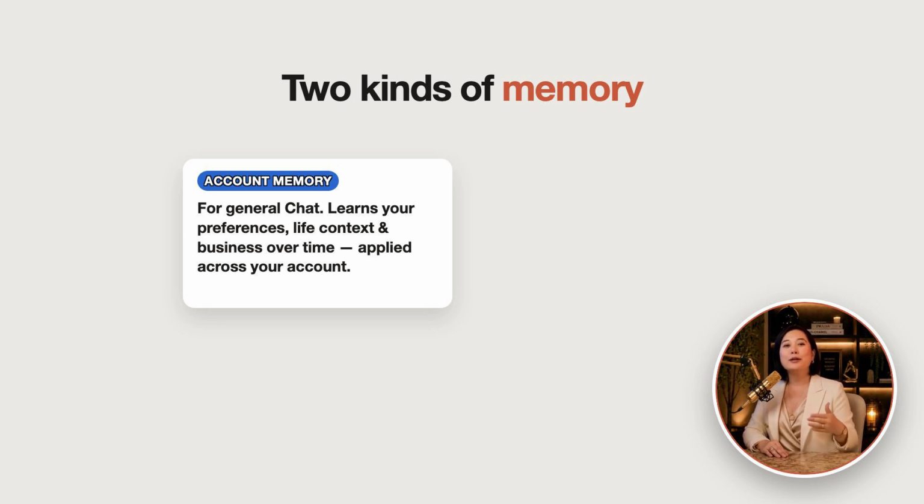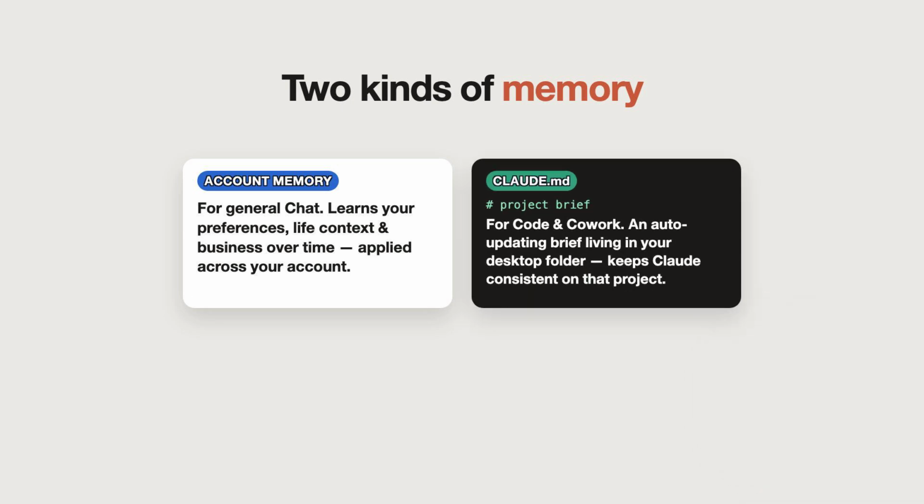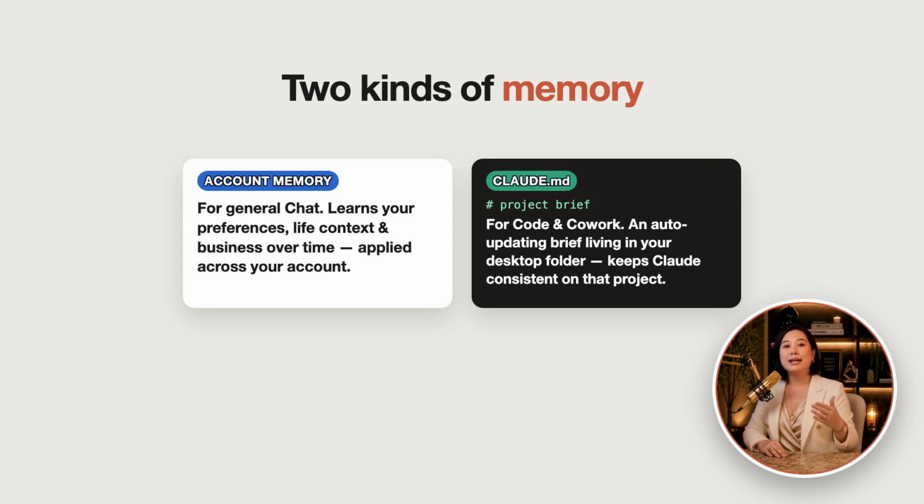Meanwhile, for Code and Cowork, there's something called a Claude.md file. Think of it as a sticky note you leave for Claude inside a project. Always use British spelling, never touch the pricing file. It's an auto-updating brief that lives right in your desktop folder, and it keeps Claude consistent on that specific project. So that's layer 3, Claude finally remembers.